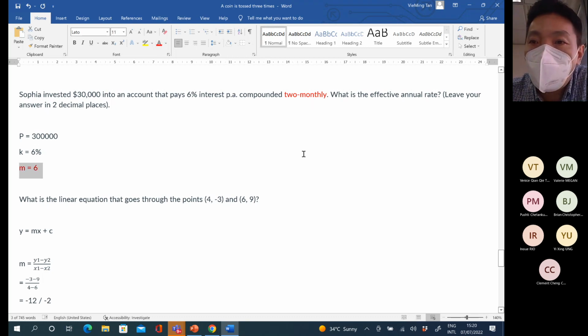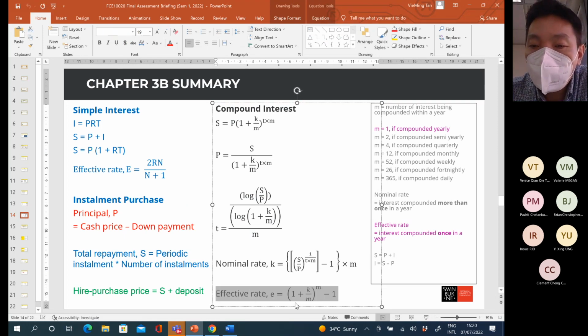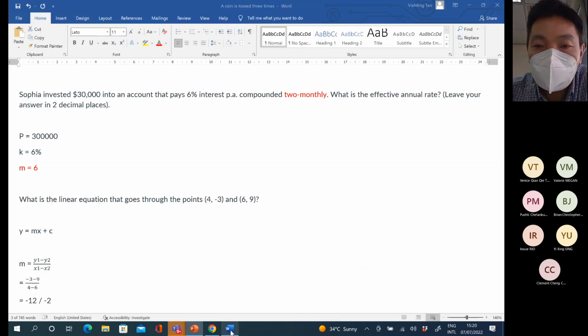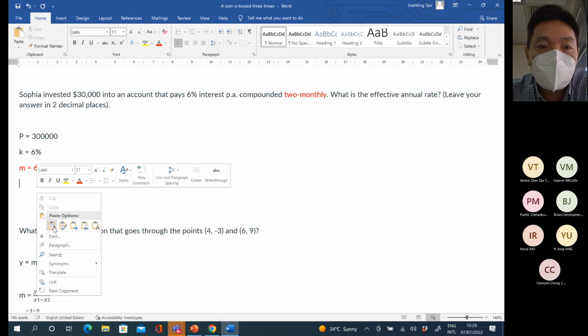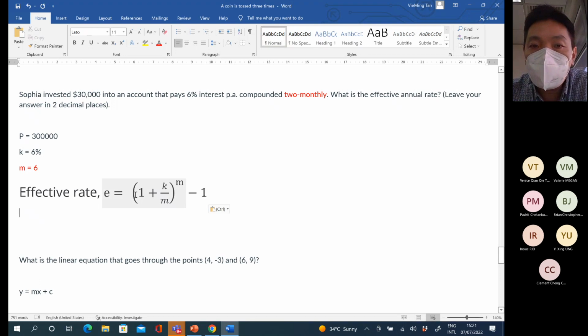Then for this question, it's looking for what? Effective annual rate. So which formula should we use now? If we want to calculate the effective rate, we have to use this one now, because the nominal interest rate is using compound interest. How do we know it's compound interest? Because of the word here, compound. So in order to get the effective rate, we need to use this formula, the black formula.